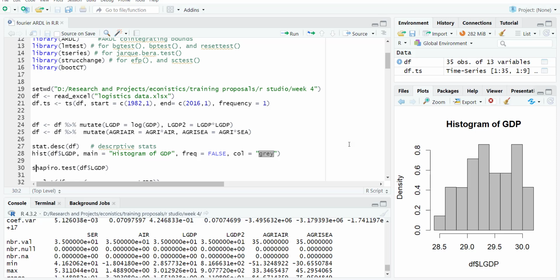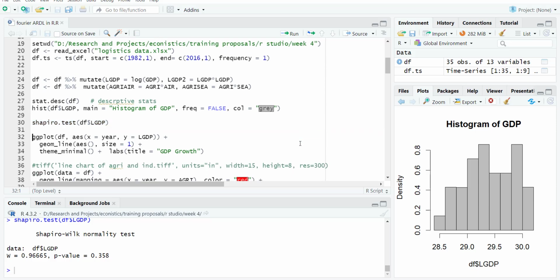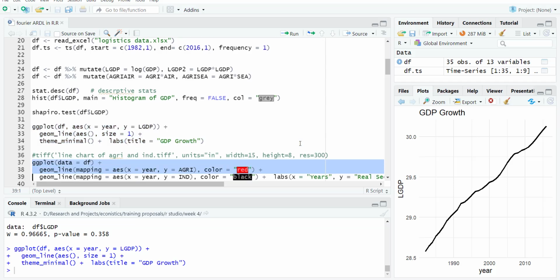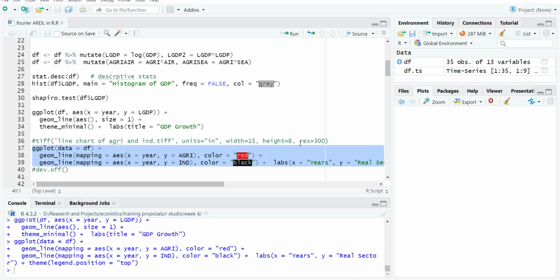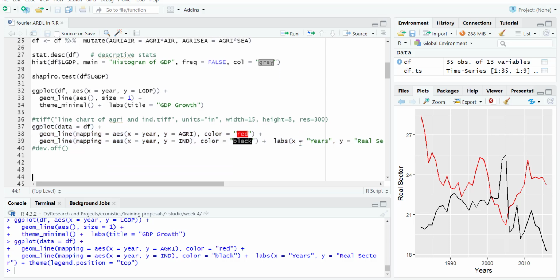Okay, then you can check for normality between the variables. So this data is normal. Okay, and then you can plot a time series chart like this. GDP is growing over time. Then you can compare two variables like this. Okay, so the only requirement is that the axis, the range of the data, must be similar, minimum and maximum value, otherwise they will not overlap. Otherwise you have to add a secondary y-axis.